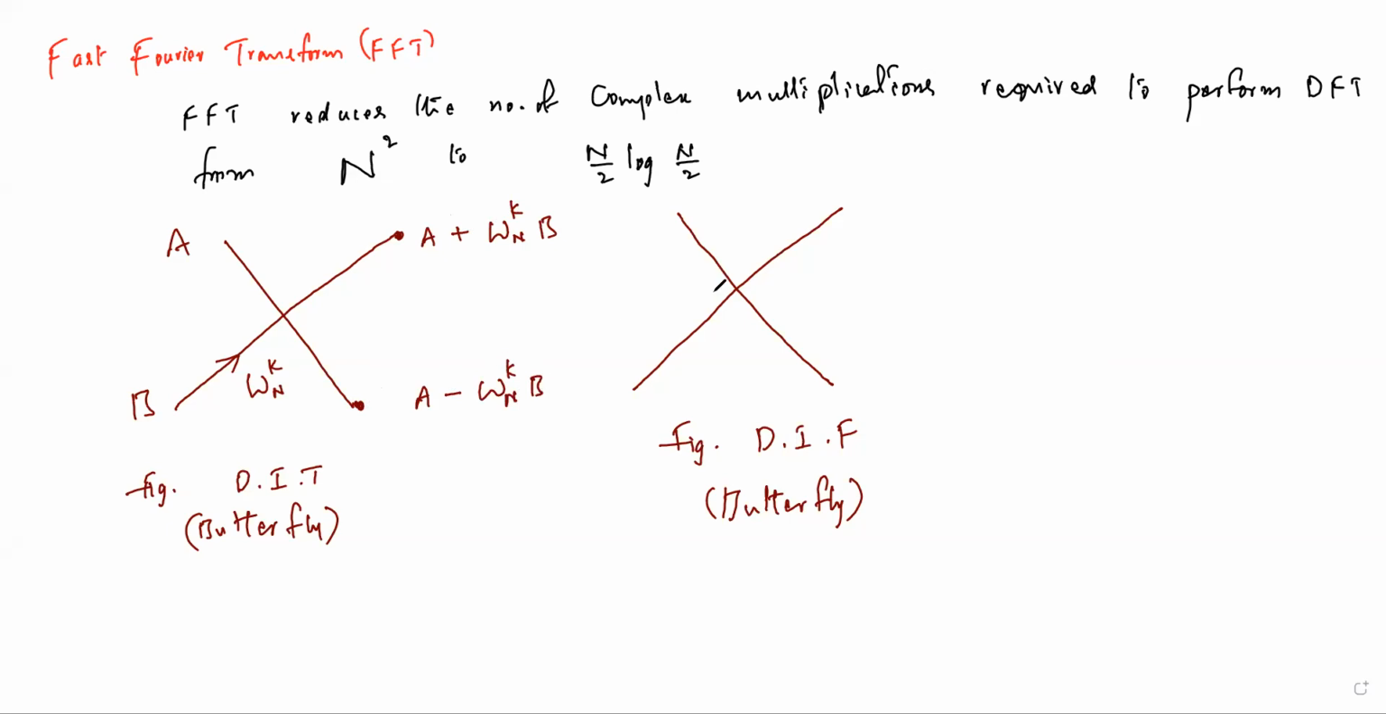In a similar way, the decimation in frequency diagram will be like this. Here, from A the arrow mark goes downwards, and the upper output should be A plus B, and the lower output will be A minus B, times the twiddle factor. You must learn this by heart.